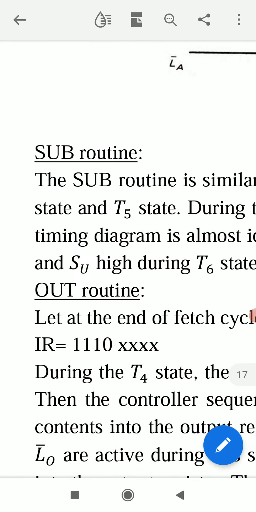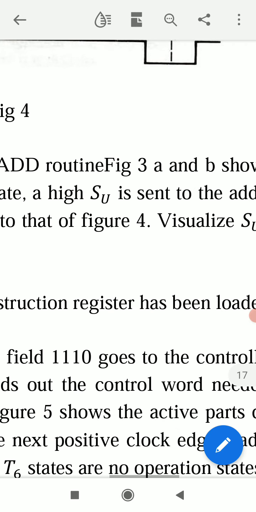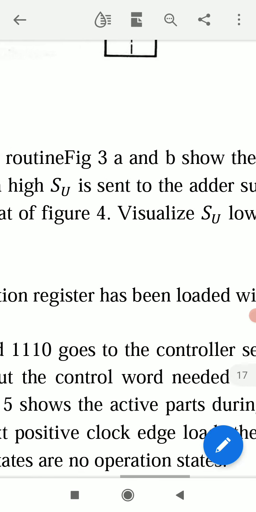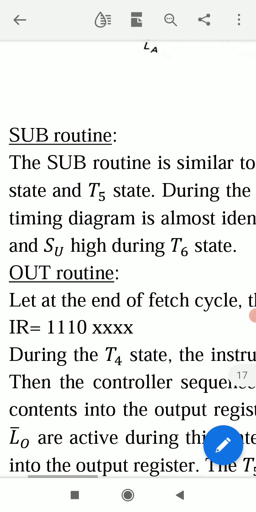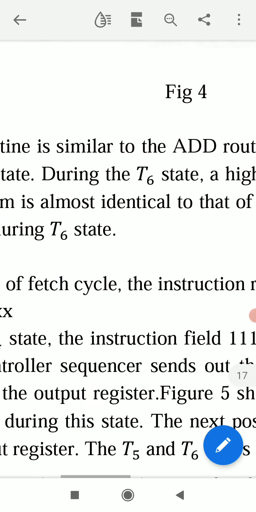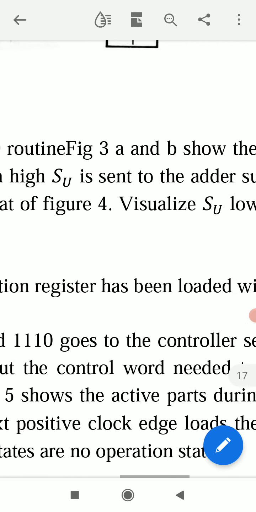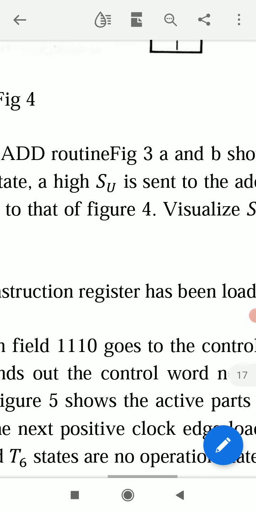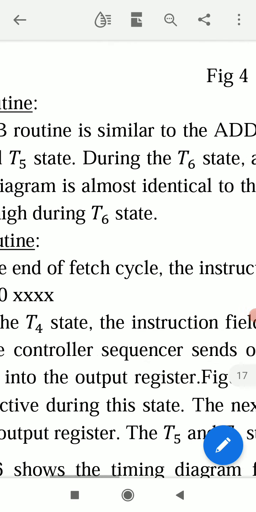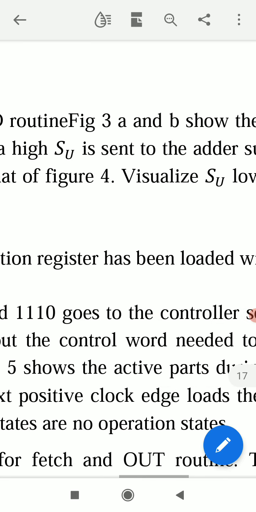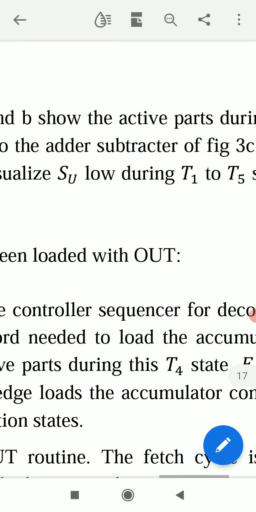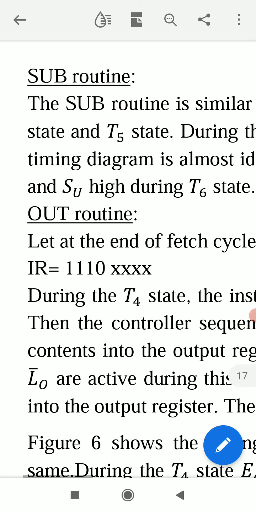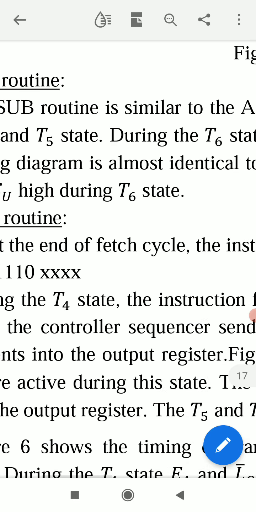Next is subroutine. This subroutine is similar to add routine. Figure 3a and 3b show the active parts during T4 state and T5 state. During the T6 state, a high SU is sent to the adder subtractor of figure 3c. The timing diagram is almost identical to that of figure 4. Visualize SU low during T1 to T5 states and SU high during T6 state.